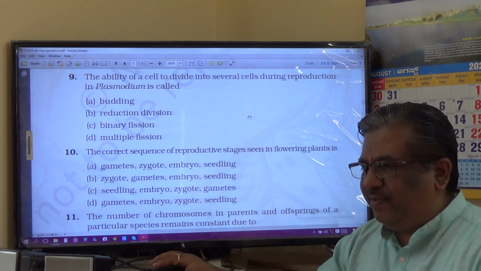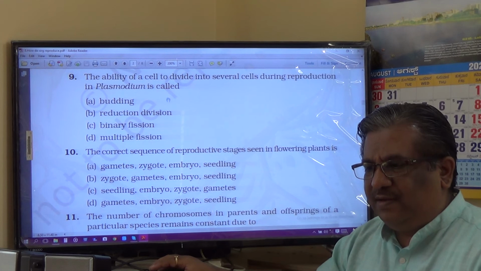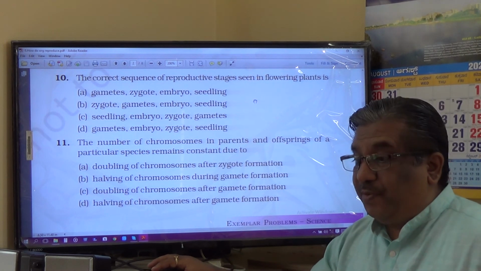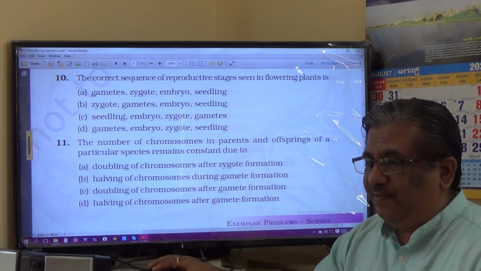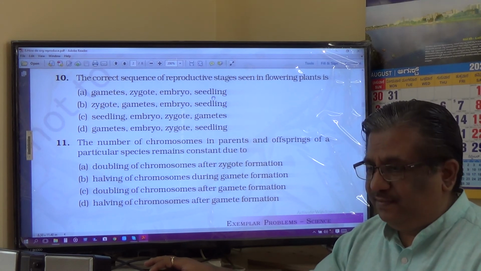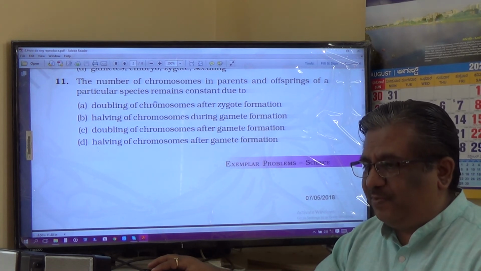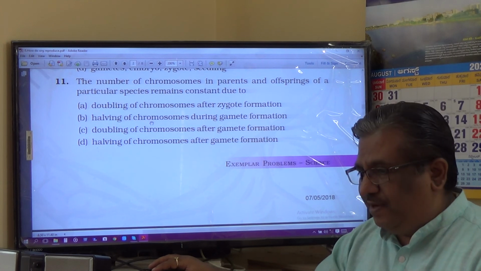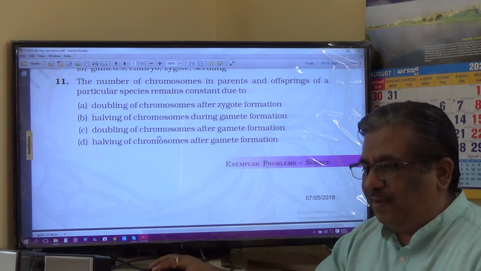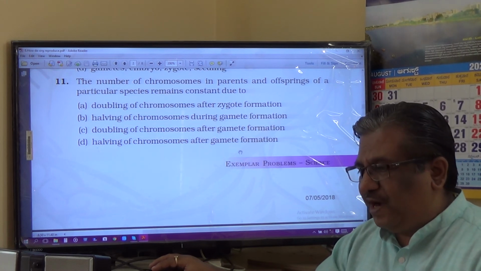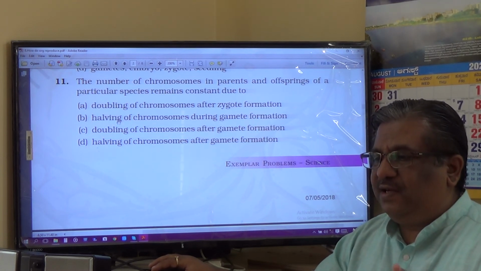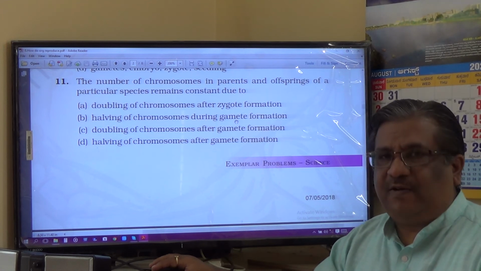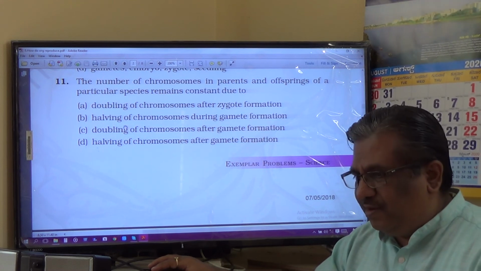Ninth one, the ability of a cell to divide into several cells during reproduction in plasmodium is called multiple fission. The correct sequence of reproductive stages seen in the flowering plant is gametes, okay, zygote, okay, embryo, okay, seedling, okay. First itself. The number of chromosomes in parents and offsprings of a particular species remains constant due to doubling of chromosomes after zygote formation? No. Let's see. Halving of chromosomes during gamete formation, doubling of chromosomes after gamete formation, halving of chromosomes after gamete formation. So making the chromosomes half during gamete formation would restore the number of chromosomes in the offsprings. C is the answer for this. Not C, B is the answer for this.